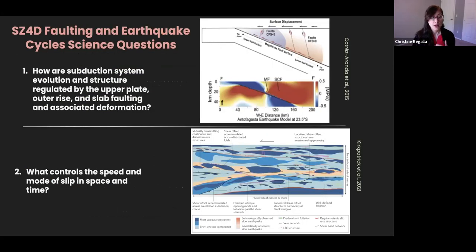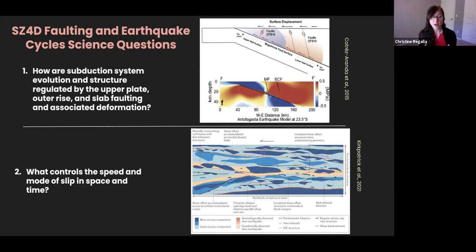Okay, so now I want to review our science questions that the faulting and earthquakes subduction group has been focusing on. So our first question addresses the critical interactions of the lower plate, upper plate, and plate interface components of the subduction system. And that question is, how are the subduction system evolution and structure regulated by the upper plate, outer rise, and slab faulting and associated deformation?